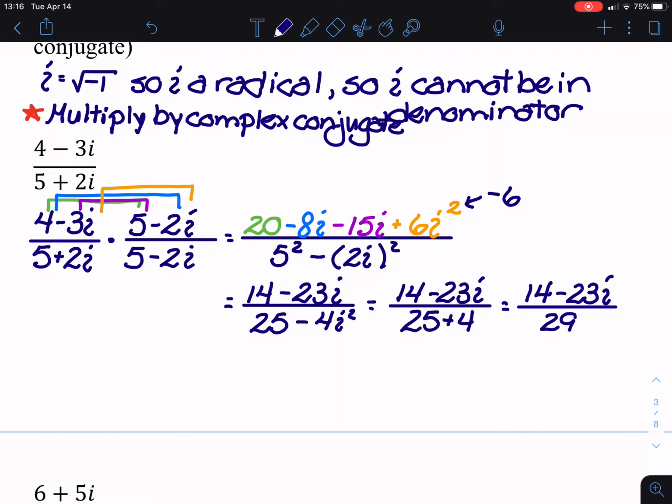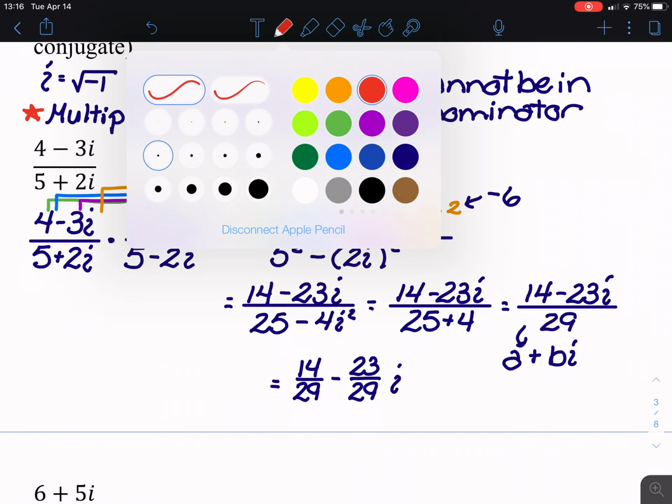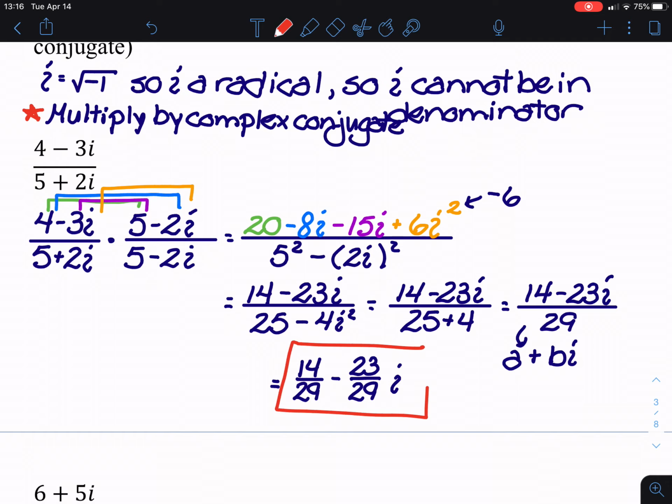Now I need to write this as a complex number. In other words, I need to write this in the form a, a real part, plus b times i, an imaginary part. So all I have to do is take this fraction and break it up into two pieces. I have 14 over 29, and then minus 23 over 29 times i, and that is my answer written in proper complex form.